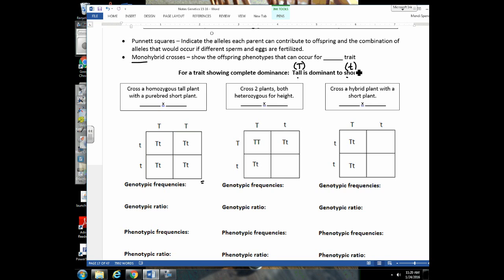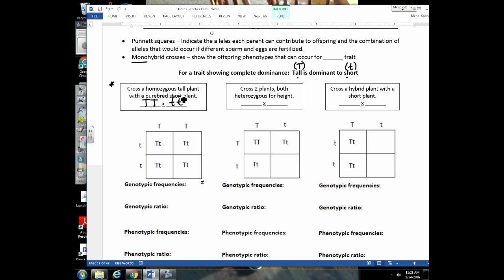So let's go to these problems so that you can practice reading through them and making sure that you can figure out the genotypes of the parents before you start working through a Punnett square. It says cross a homozygous tall plant with a purebred short plant. So that means that you have homozygous tall, and purebred short would be little t, little t.